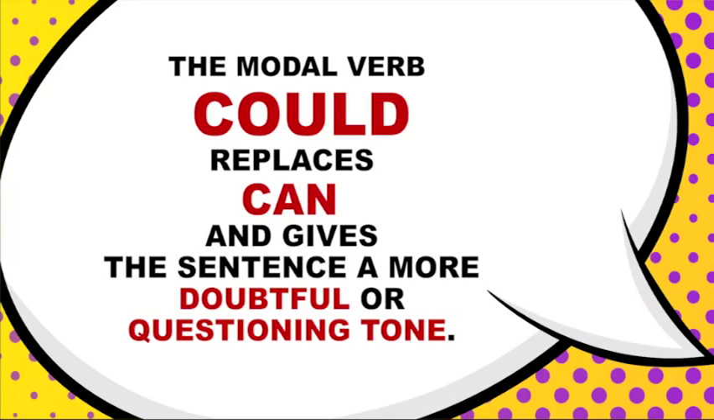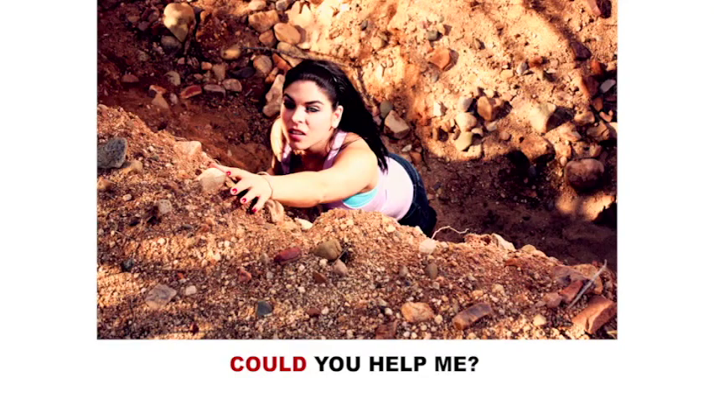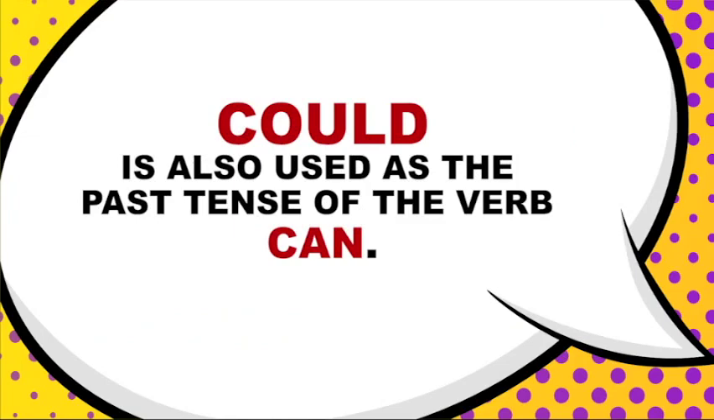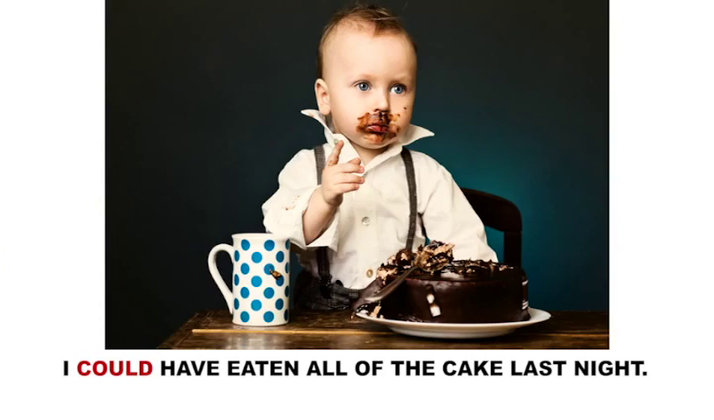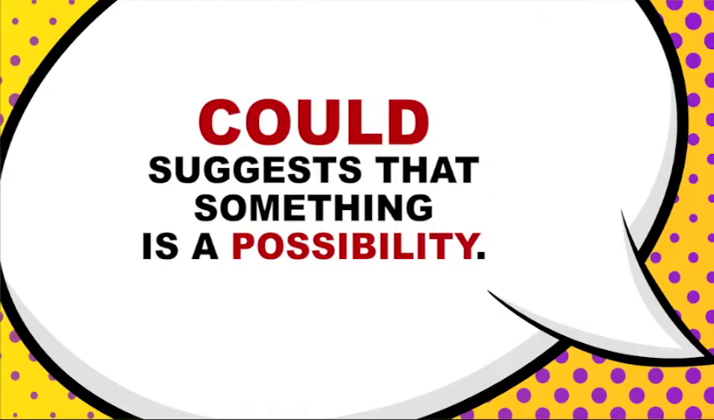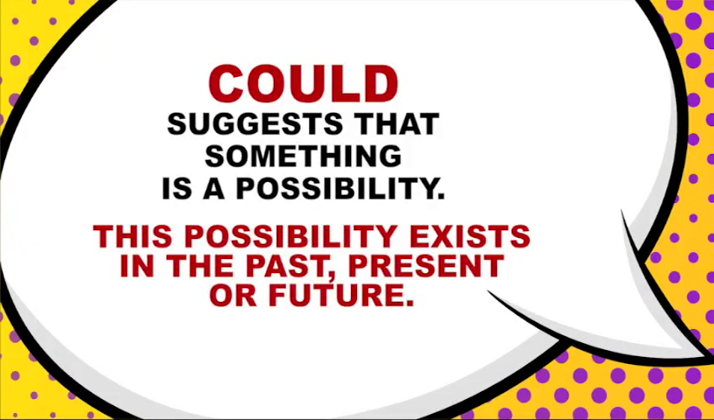First, it replaces can and gives the sentence a more doubtful or questioning tone. The sentence, could you help me, is an example. Could is also used as the past tense of the verb can. I could have eaten all of the cake last night. Lastly, could suggests that something is a possibility, much like the words might or may. This possibility exists in the past, present, or future.